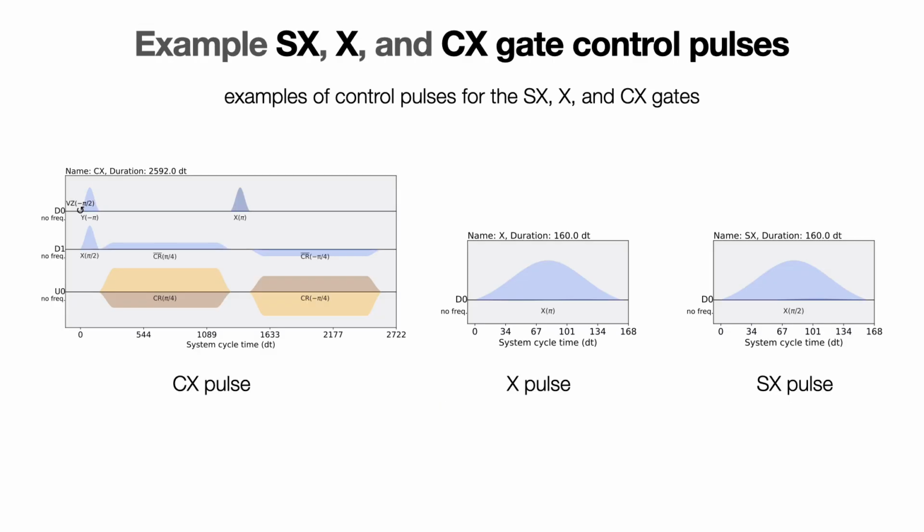The figure shows example control pulses for the SX, X, and CX gates. You can see the frequency and phase together characterize a pulse. The duration indicates how long the pulse is, the amplitude indicates how strong the pulse is, and other parameters determine the pulse's structure, such as which channels they are sent on. All native gates on IBM Quantum have predetermined pulses.